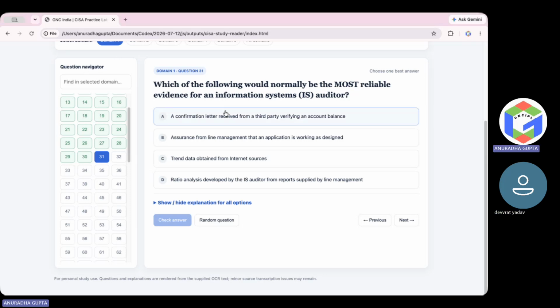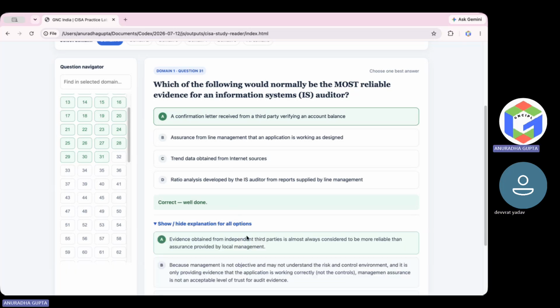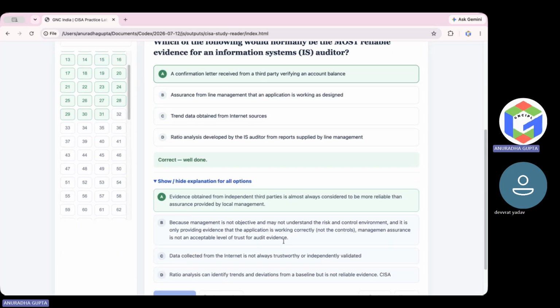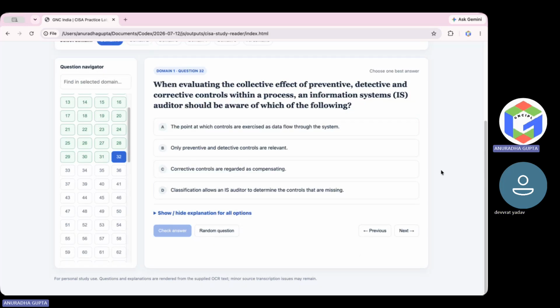Yes. So let's check. Yes, A is the best one. Evidence obtained from the independent third party is almost always considered to be more reliable than assurance provided by the local management. You got it? Yes. So you need to think in that way also. Okay, jumping to the next question. Please go through it.